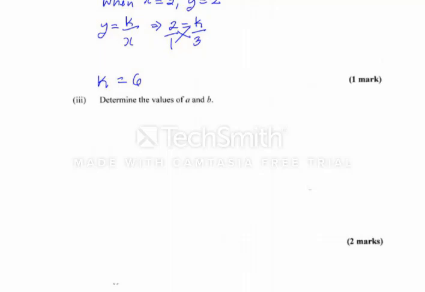The third step is to rewrite the equation and put in this new value for k. So when you rewrite the equation, you're going to get y is equal to k over x, which is 6 over x. That's step 3. And step 4, you're going to be given a value of x to calculate y, or a value of y to calculate x.